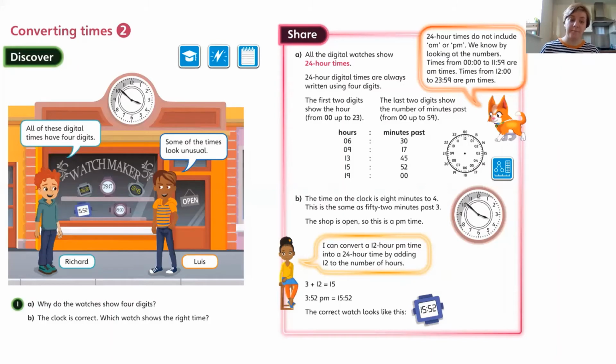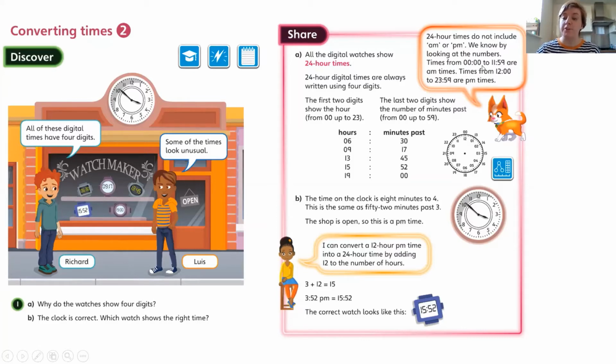Okay, let's look at share. So your first question was, why do the watches in the window show 4 digits? And that's because all the digital watches show 24-hour times. 24-hour digital times are always written using 4 digits. Now, we've got a little hint about 24-hour times here. 24-hour times do not include AM to reference the morning or PM to reference the afternoon. We know by looking at the numbers exactly when it is afternoon or morning.